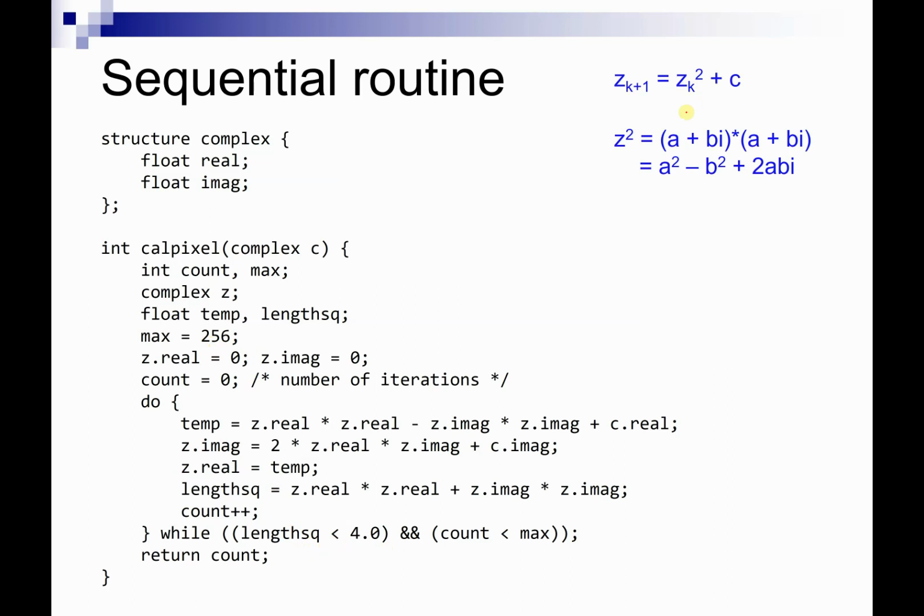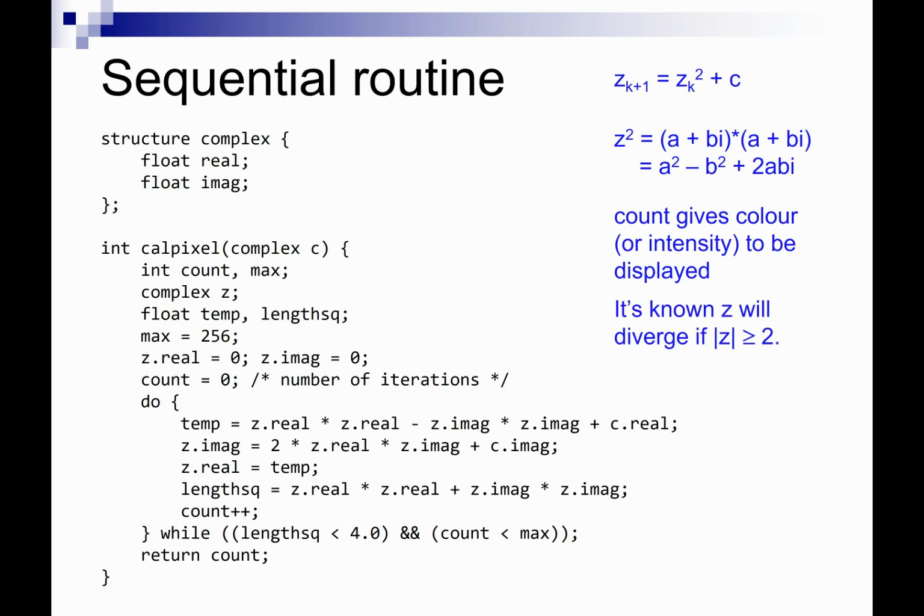So we're going to split this z into the real and the imaginary part. Now if you want to square z, let's say the current value of z is a plus bi. If you want to square this, the real part is a squared minus b squared, and the imaginary part is 2 times ab. And then we need to add this to c.